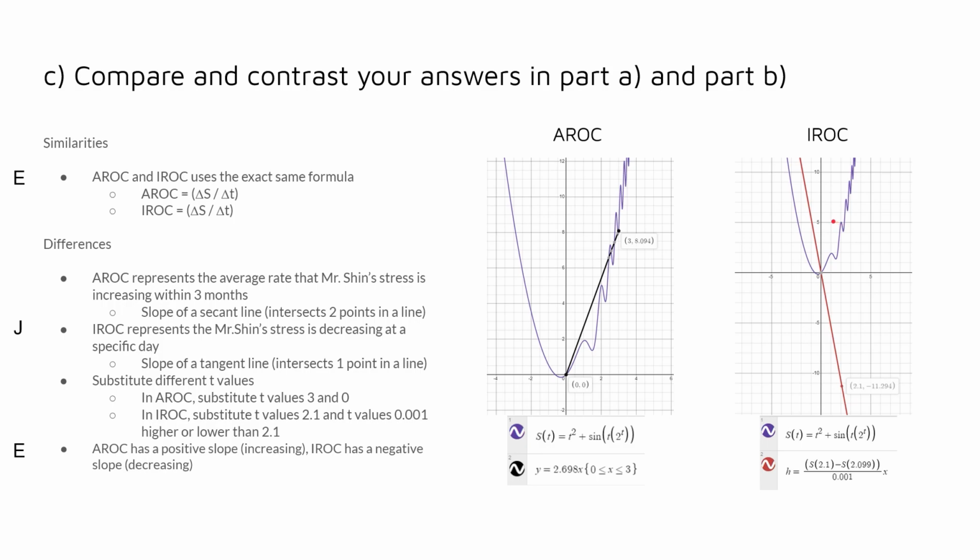So substitute different t values in AROC. Substitute t values 3 and 0, but in IROC, substitute t values 2.1 and values 0.001 higher or lower than 2.1. And E, one more. AROC has a positive slope, while IROC has a negative slope.